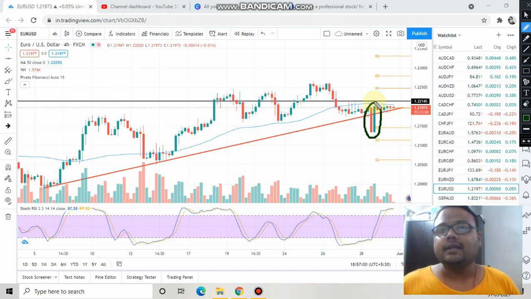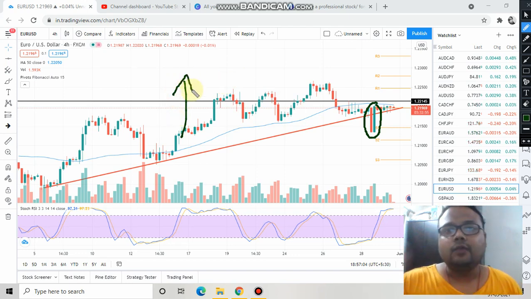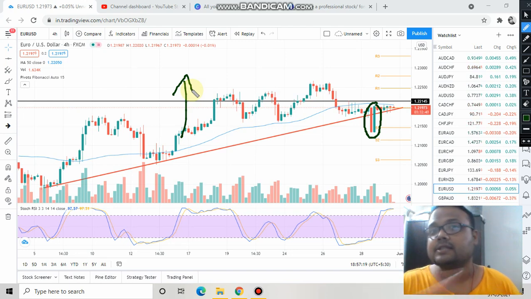So considering the overall uptrend of the market, it will be safe for us to look for buying opportunities. If you are an experienced trader, then you can go for counter trend trading. Otherwise, if you're a beginner and you are struggling with forex trading, then only look for buying opportunities. Do not go against the trend.